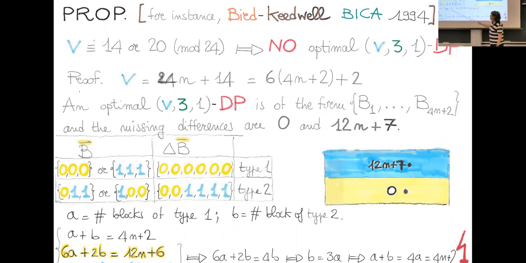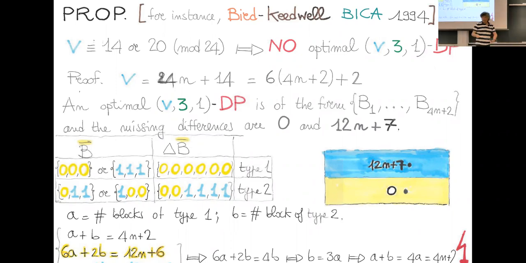Now assume that A is the number of blocks of type 1, B is the number of blocks of type 2. So A plus B is the total number of blocks of the difference packing, 4m plus 2. How many yellow differences? I want to cover all the yellow differences except 0. So 12m plus 6 yellow differences. And if the blocks of type 1 are A, these blocks give 6A yellow differences. If the blocks of type 2 are B, we have 2B yellow differences. So 6A plus 2B must be equal to 12m plus 6.